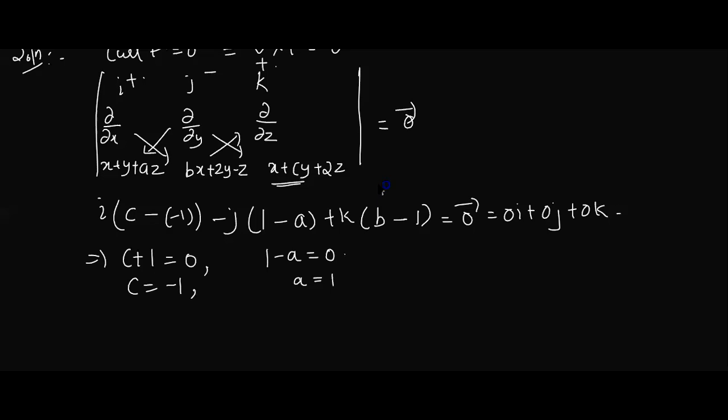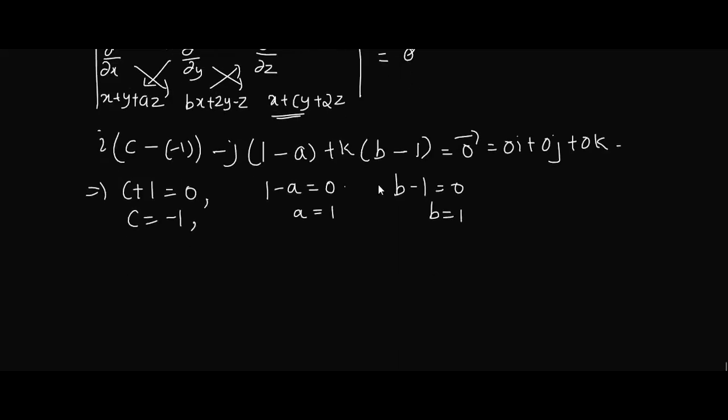A is 1. Next, B minus 1, coefficient of K is also 0. So what is the value of B then? 1. See, I told you, if there are three constants, usually we have to equate all the coefficients. Okay, so these are the values of A, B, C. Hope you have got the same.